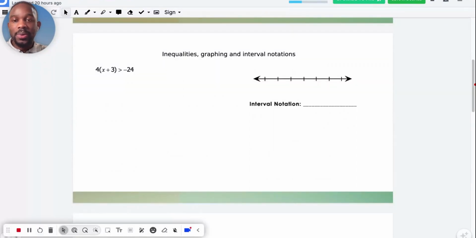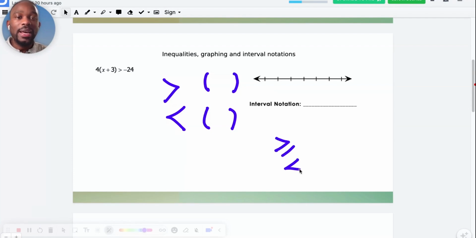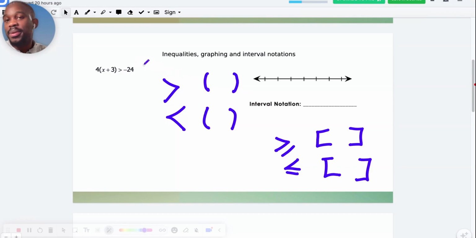So they're giving us an inequality here. The first thing I want you to know, if we go back to our revision, is if you're given something greater or less, every time you're writing an interval notation, you're going to be using parentheses. And every time you're given greater or equal to, or less or equal to, we're going to be using square brackets. So whenever you see greater, the interval notation has to be just parentheses, and greater or equal to, square brackets. These are parentheses, these are square brackets.